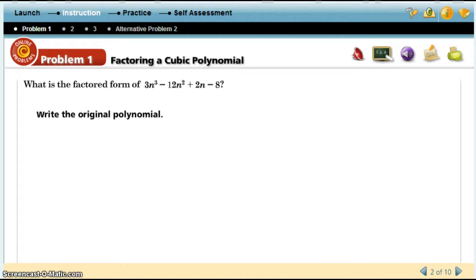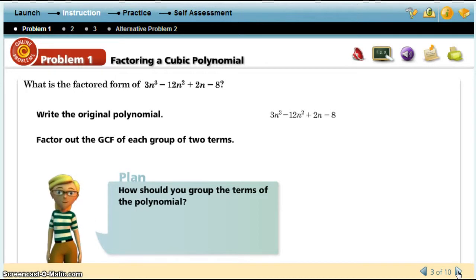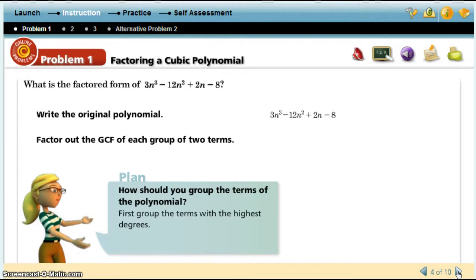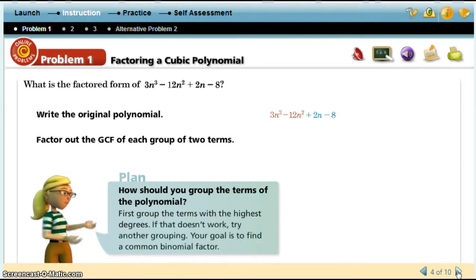Write the original polynomial. Factor out the GCF of each group of two terms. How should you group the terms of the polynomial? First, group the terms with the highest degrees. In this case, those are the terms of degree 3 and 2. If that doesn't work, try another grouping. Your goal is to find a common binomial factor.